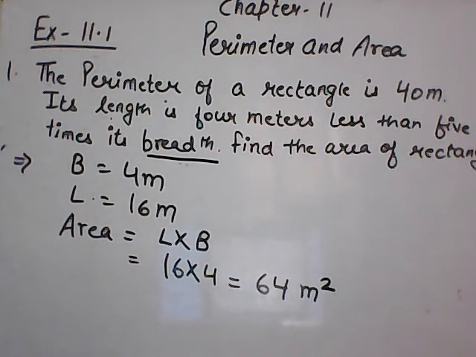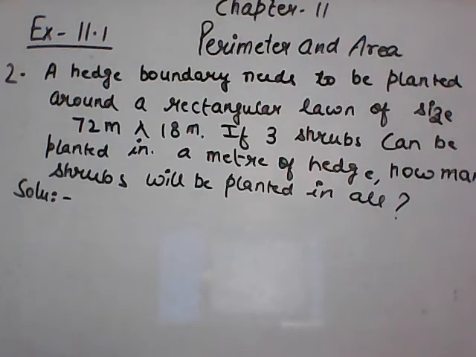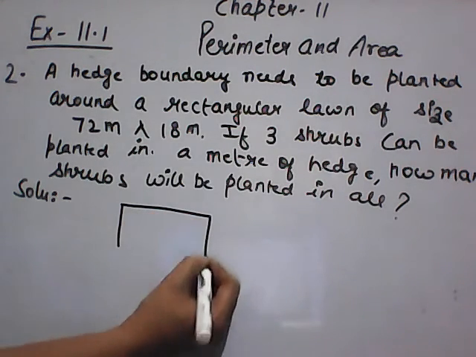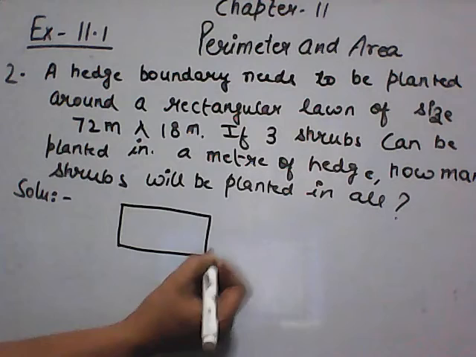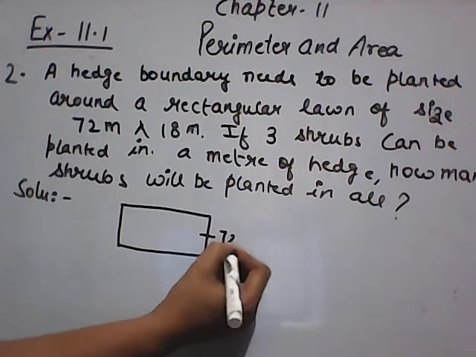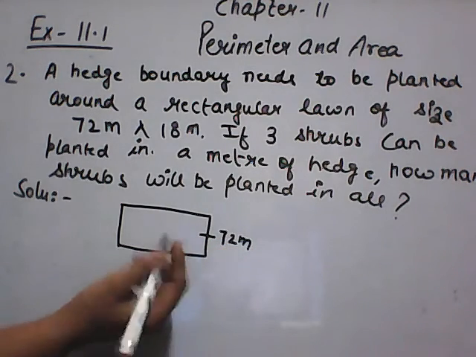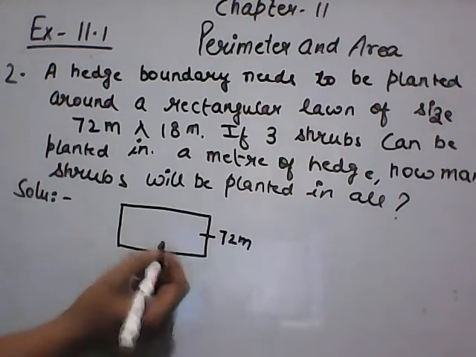In this way, you can solve questions related to perimeter and area. Let's move to the next question. In this question, a hedge boundary needs to be planted around a rectangular lawn of size 72 meter and 18 meter. That means a rectangular lawn is given to you, whose length is 72 meter and breadth is 18 meter.